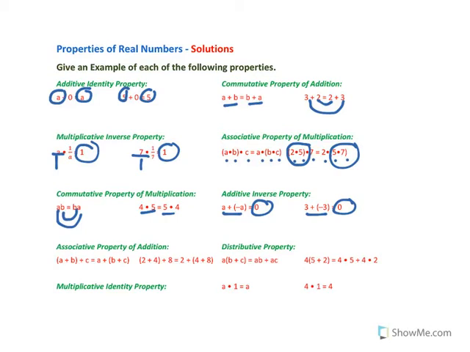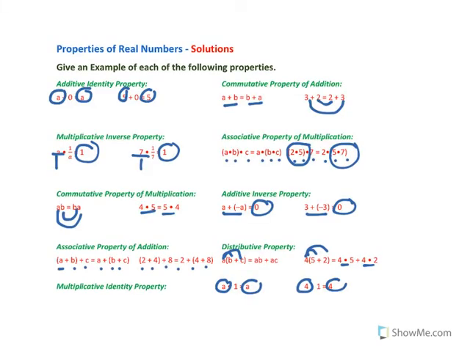All right, the associative property. Here we have ABC, ABC, 2, 4, 8, 2, 4, 8. And the distributive, again, AB, AC, 4 times 5, 4 times 2. And your multiplicative identity is you start with A, you end up with A. You start with 4, you end up with 4. All right, that's it. How did you do?